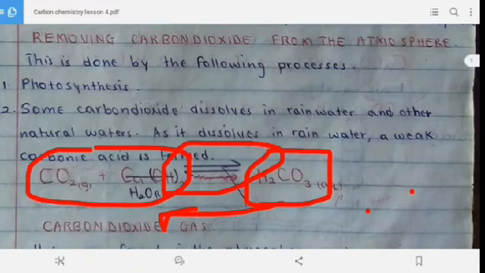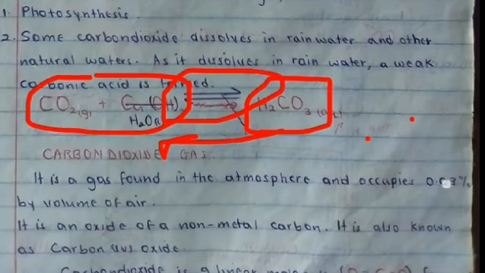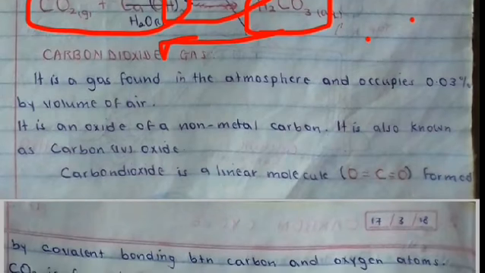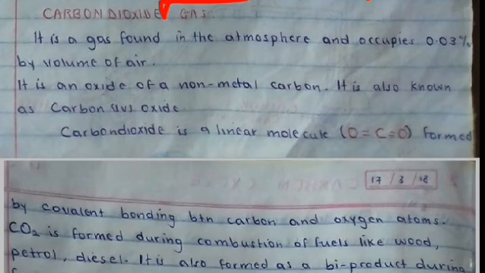Now we continue and look at carbon dioxide gas. Carbon dioxide is a gas found in the atmosphere and occupies 0.03% by volume of air, just as we have seen.